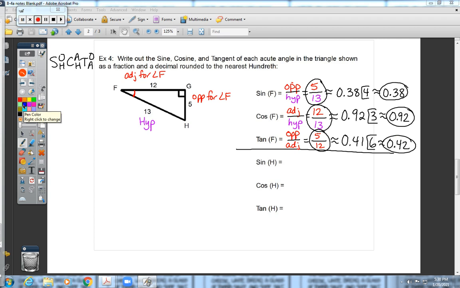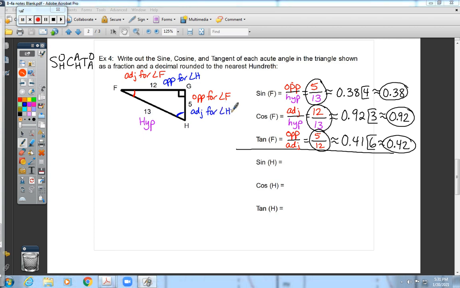Once again, the tricky part of this is that then I'm going to turn my attention to the other acute angle, which is angle H. And what happens when I turn my attention to angle H is that my labels change. 12 is no longer the adjacent side, 12 is now the opposite side, whereas 5 is no longer the opposite side, it is now the adjacent side. Other than that, this work stays the same.